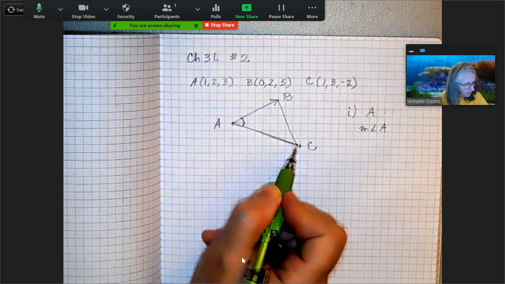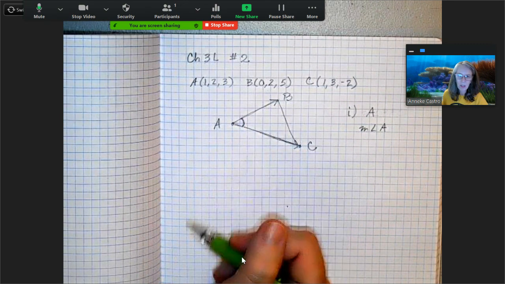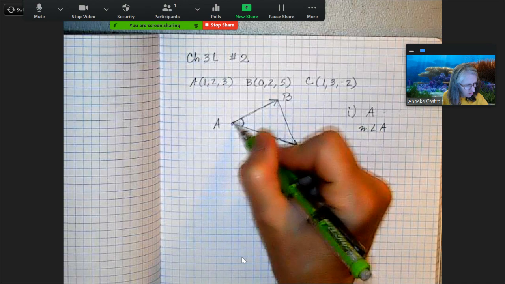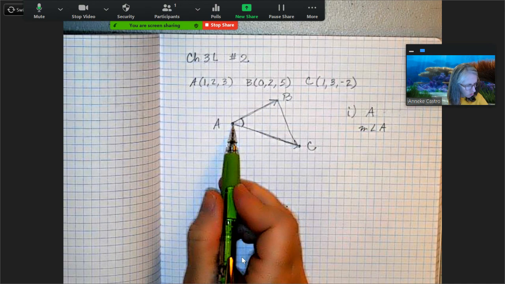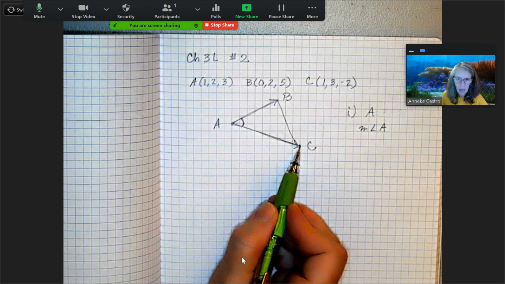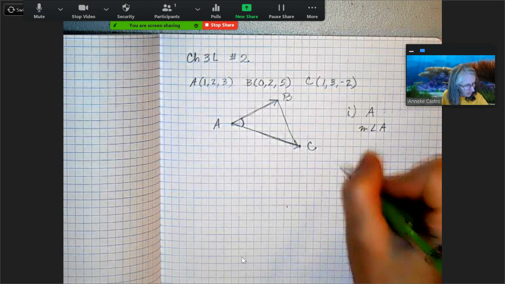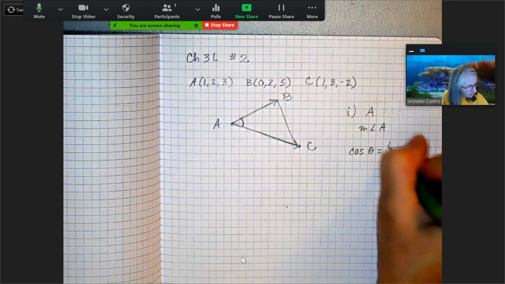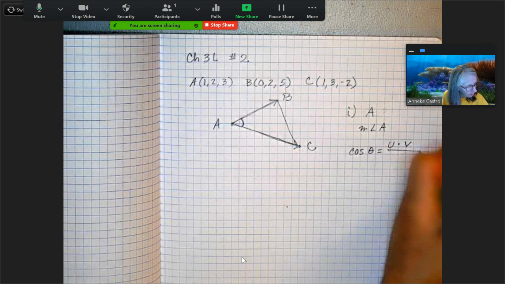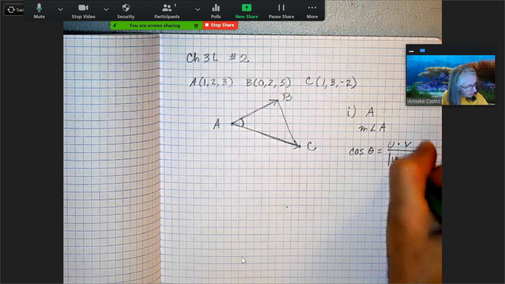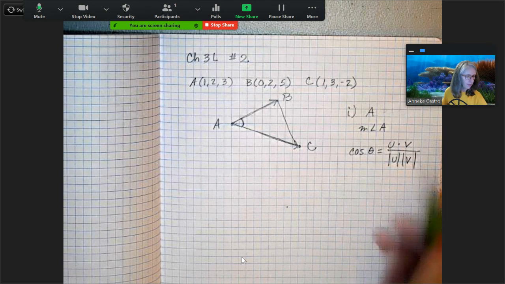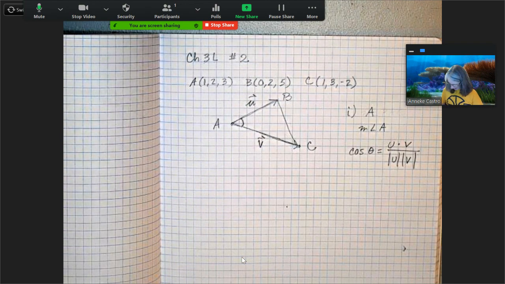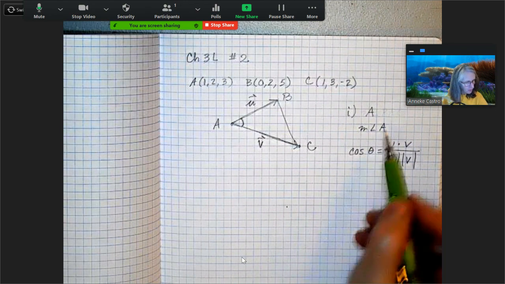because I have a new formula that helps me find the angle between 2 vectors. If I can write this side of the triangle as a vector, and this side of the triangle as a vector, then I can use my new formula that says cosine theta is equal to u dot v over the magnitude of u times the magnitude of v, given that u is one of these vectors and v is the other vector. That's what we need to do here to get the measure of angle A.